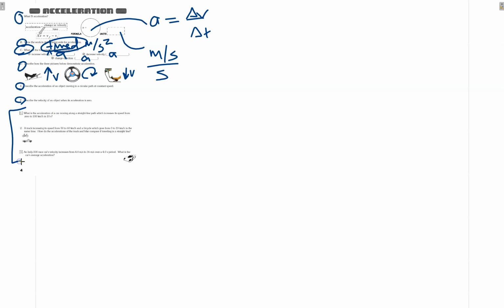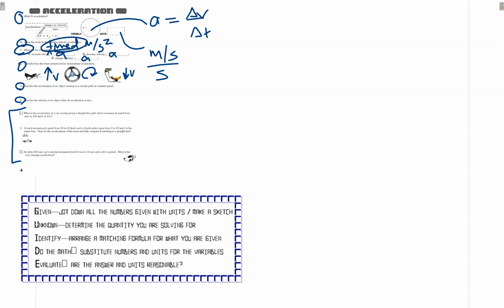Now we're going to look at this quantitative piece here. What is the acceleration of a car moving along a straight line which increases the speed from 0 to 100 kilometers per hour in 10 seconds? We want to use our guide steps. These are located on page 0 of your study guides. So the first thing we do is jot down all of our numbers.